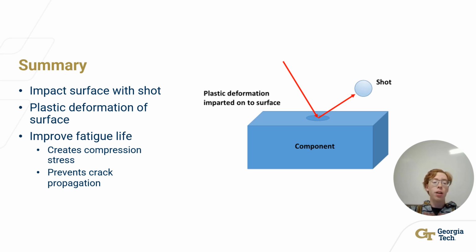The shot makes small indentations on the surface by plastically deforming the part. This causes the part to have residual compressive stress. This stress improves the fatigue life of the part by slowing down crack propagation. In the best cases, shot peening can increase fatigue life by 1000%, although this depends on factors like shot quality, material, intensity, and coverage.